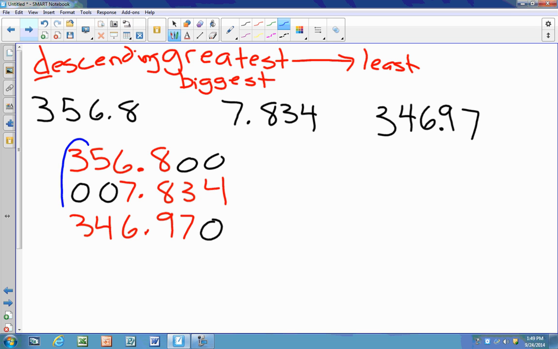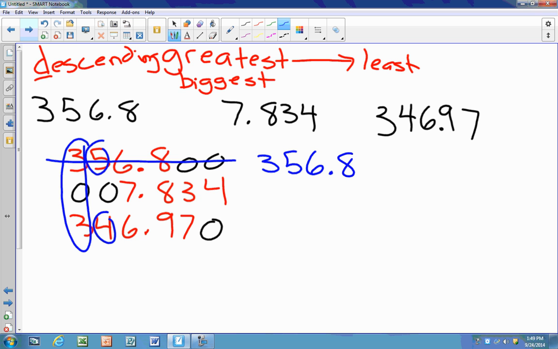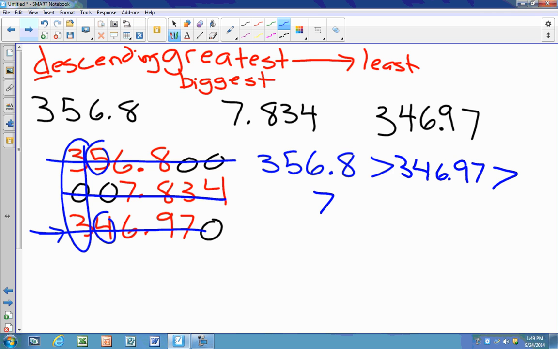So we have 3s and a 0. The 3s are bigger, so now I'm only going to look at the 3s. I have a 5 and a 4. So this number is my largest number, 356 and 8/10. This time I have to say that it's greater. So I go back to my other 3. I have that one, which is 346 and 97 hundredths, which is greater than 7 and 834 thousandths.